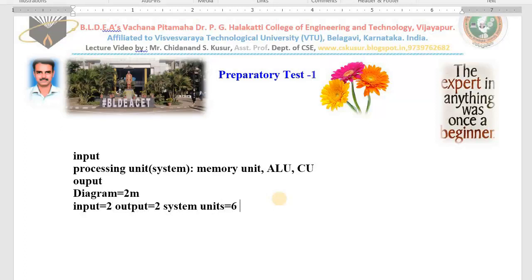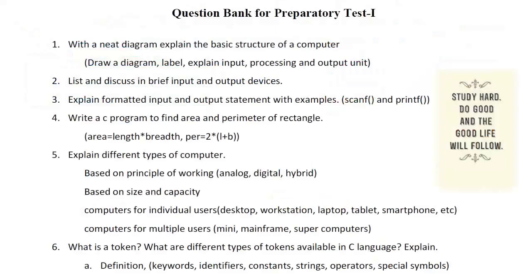Why 6 marks? That question arises in our mind. If you explain MU, you get 2. And if you explain ALU, you get 2. If you explain CU, you get 2. That's why don't forget to explain all these things so that you can get good marks in examination. Okay, this is what all about the first question.